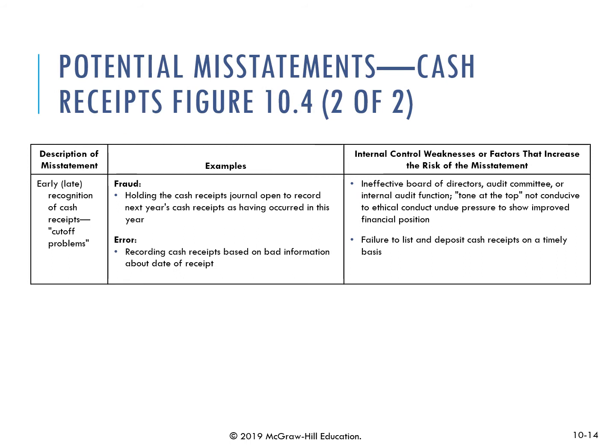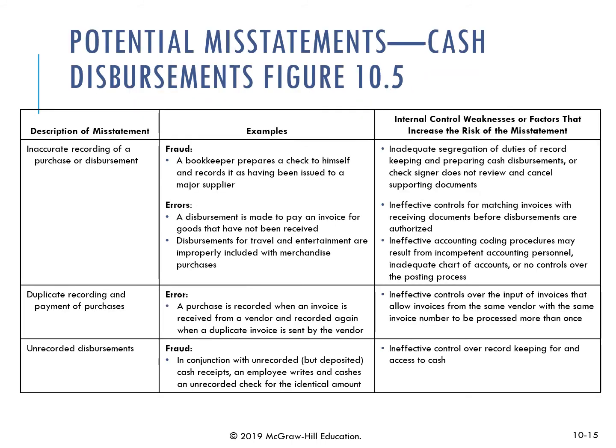And then there are cutoff problems. For example, holding cash receipts open to record next year's cash receipts in this year. The idea of inappropriate cutoff is usually when somebody is trying to make some sort of sales goal or earnings goal. So again, you're going to want to look at the board of directors and the tone at the top, and at how quickly they get to the bank and record cash receipts.